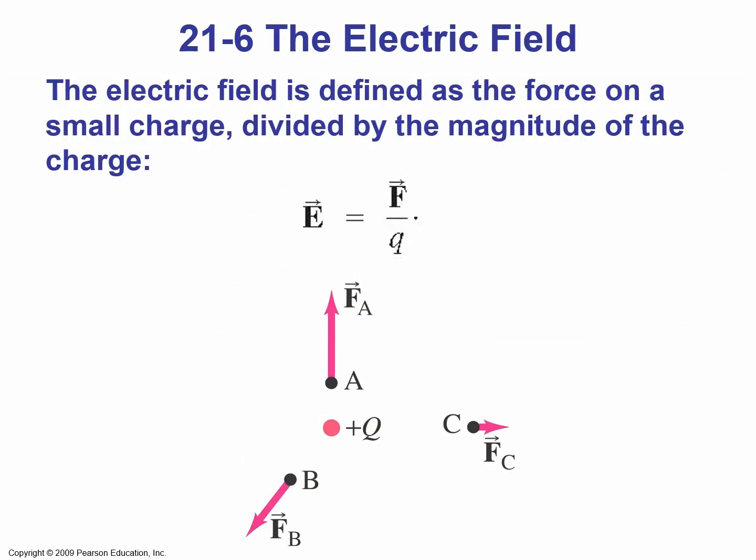Section 6. The electric field. The electric field is defined as the force on a small charge divided by the magnitude of the charge. As you can see here, the electric field indicated by capital E is also a vector, because it is defined as the force divided by the charge, and the force is a vector. Here we have a charge capital Q, and we can imagine that we have an imaginary infinitesimal positive charge at the spot A, B, or C, and we can define the direction of the field by imagining the direction of the force applied to that imaginary infinitesimal small charge.